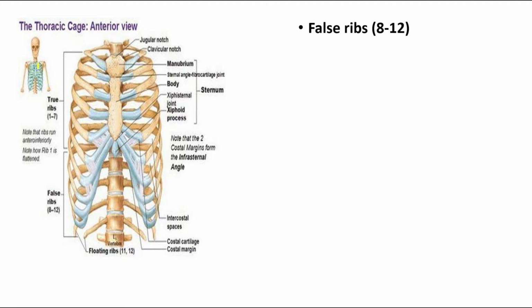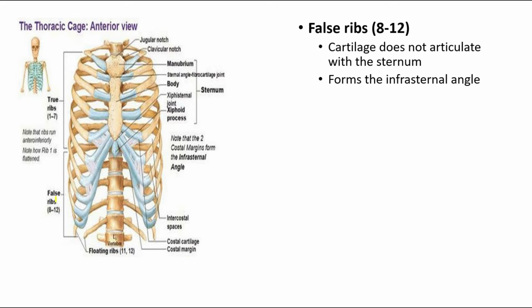The very first thing we should remember is that humans have 12 pairs of ribs, and the first through seventh pairs have cartilage that articulates with the sternum ventrally, and they're called true ribs, whereas the 8th through 12th pairs are called false ribs, and they do not articulate with the sternum ventrally. The cartilage of false ribs does not articulate with the sternum ventrally. Collectively, these false ribs create this area, which are each known as the costal margins, and together the two costal margins create the infrasternal angle.